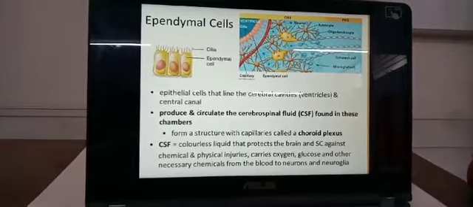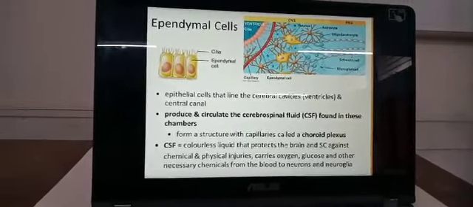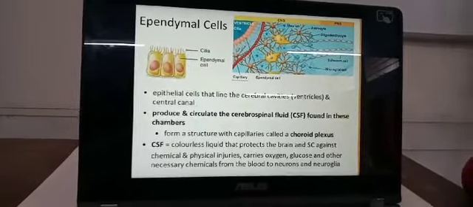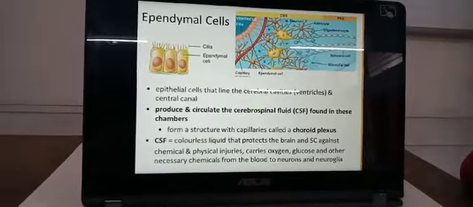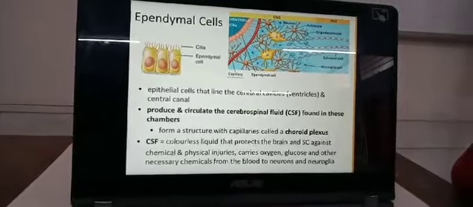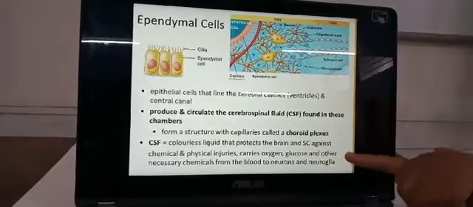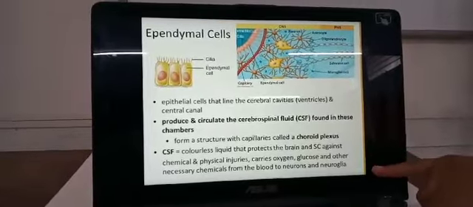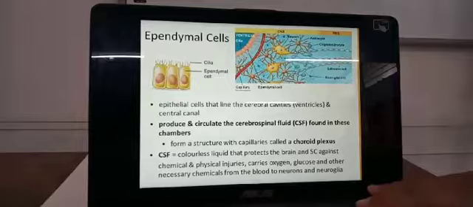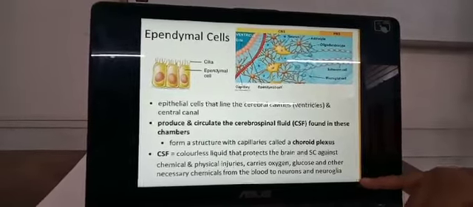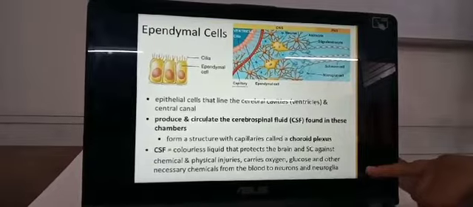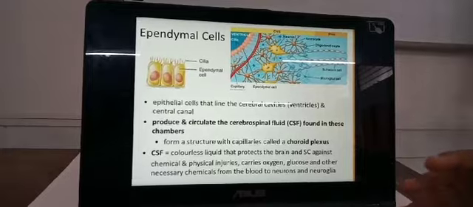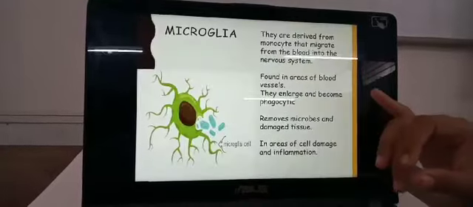The choroid plexus is also another important question which I have seen in your previous question papers. The choroid plexus is more like a net-like structure which is formed with the capillaries. Now, for your understanding, the cerebrospinal fluid is a colorless liquid that protects the brain and the spinal cord against chemical and physical injuries. It carries oxygen, glucose and other necessary chemicals from the blood to neurons and the neuroglia. So cerebrospinal fluid is more like the shock absorber fluid for the brain and the spinal cord.